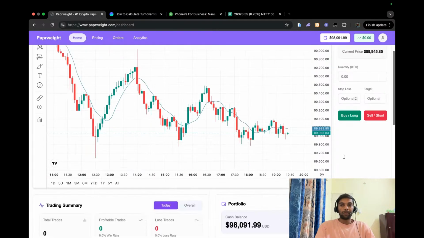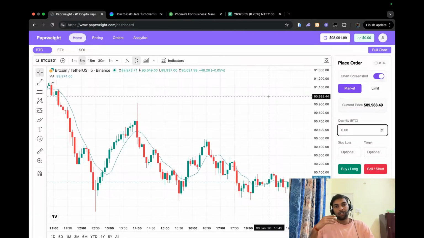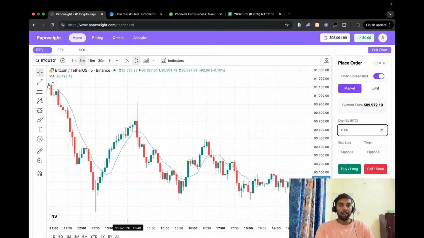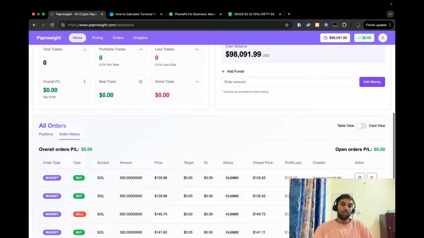On the right hand side, you have the trading interface. You can put your number of bitcoins, or the amount of whatever cryptocurrency, and you can buy or sell according to the market or the price action. There is also a feature, which is enabled as of now: as soon as you punch the trade in either direction, it will screenshot this particular chart, so that when you come back to the trade in future, you can retrospect.